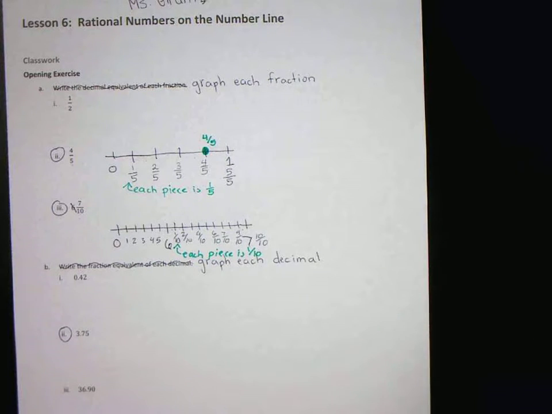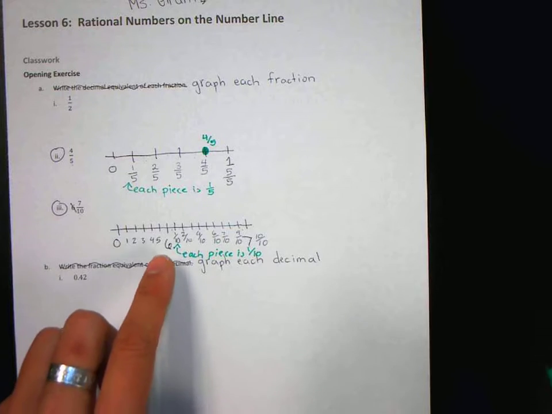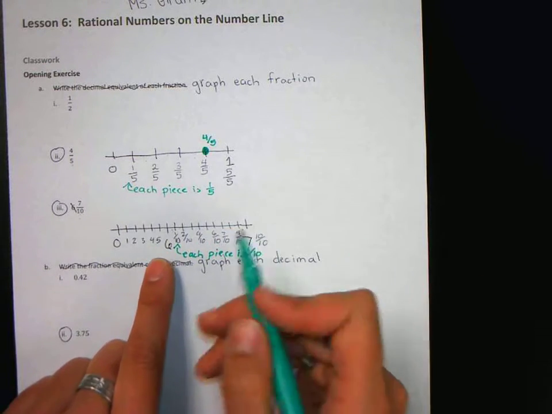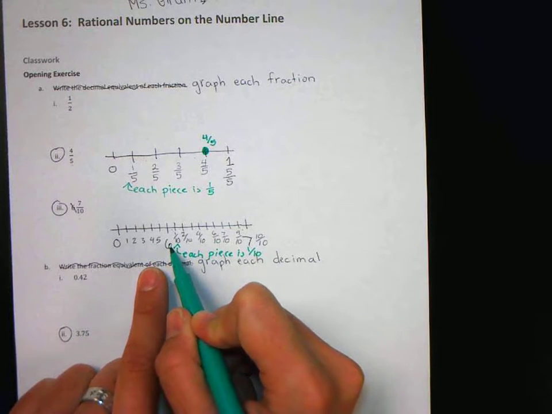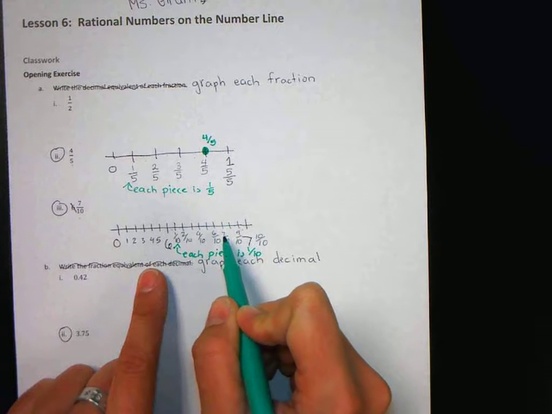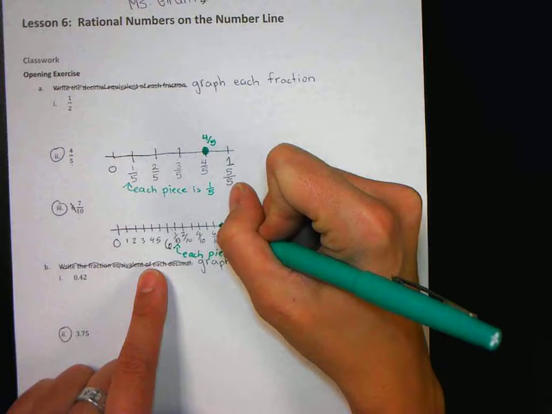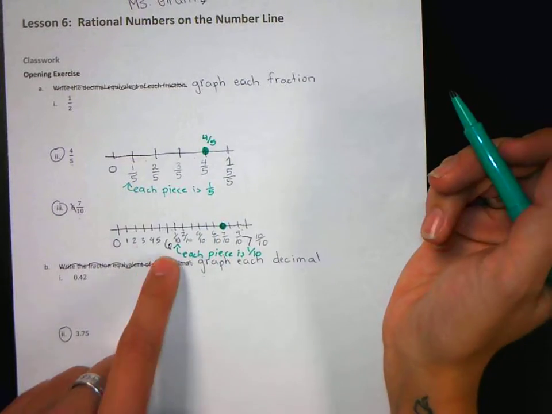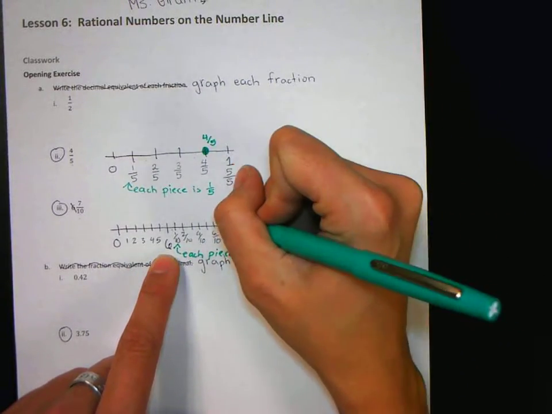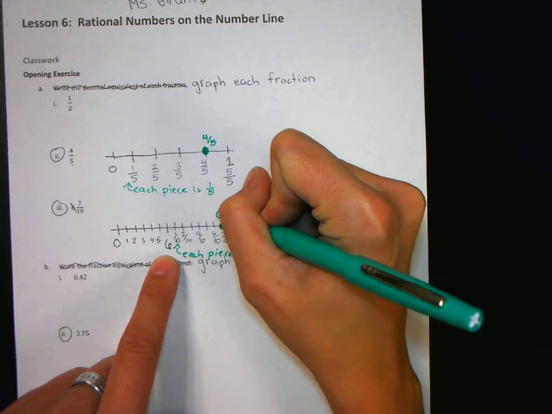Alright, so I know each piece is 1/10, okay? And I'm already in between 6 and 7, so I'm already graphing at the 6 point. So now I'm going to work my way and look for 7/10, and 7/10 is going to be the 7th piece out of the 10. So I'm going to put a nice big dot here at 7/10. So it's 6 and 7/10, as plotting that fraction.